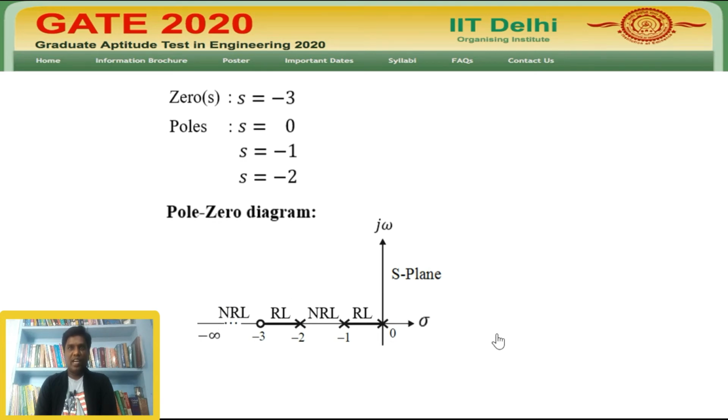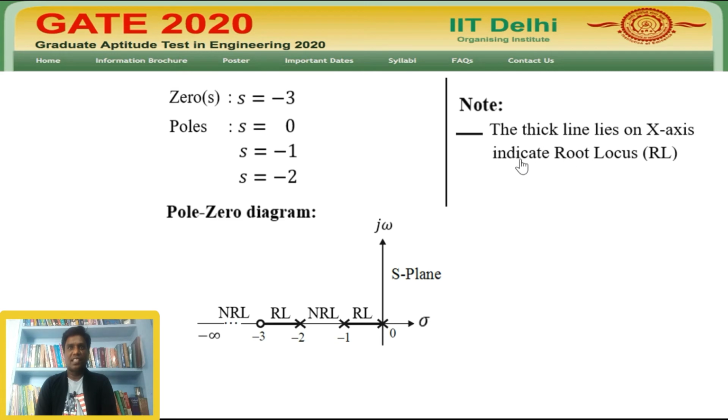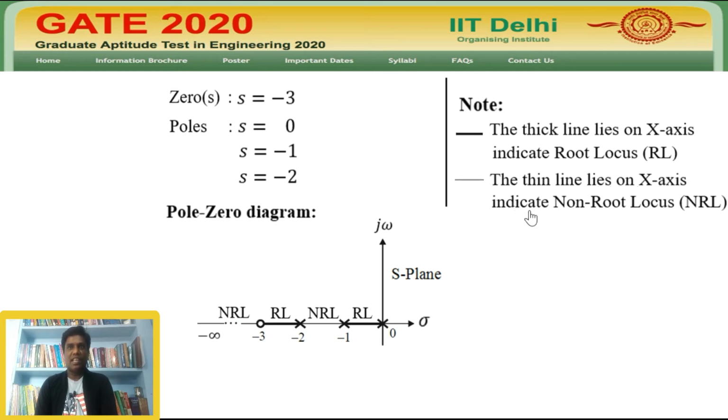Additionally, for our understanding, in the root locus diagram, the thick line on the x-axis indicates the root locus segment and the thin line on the x-axis indicates the non-root locus segment.